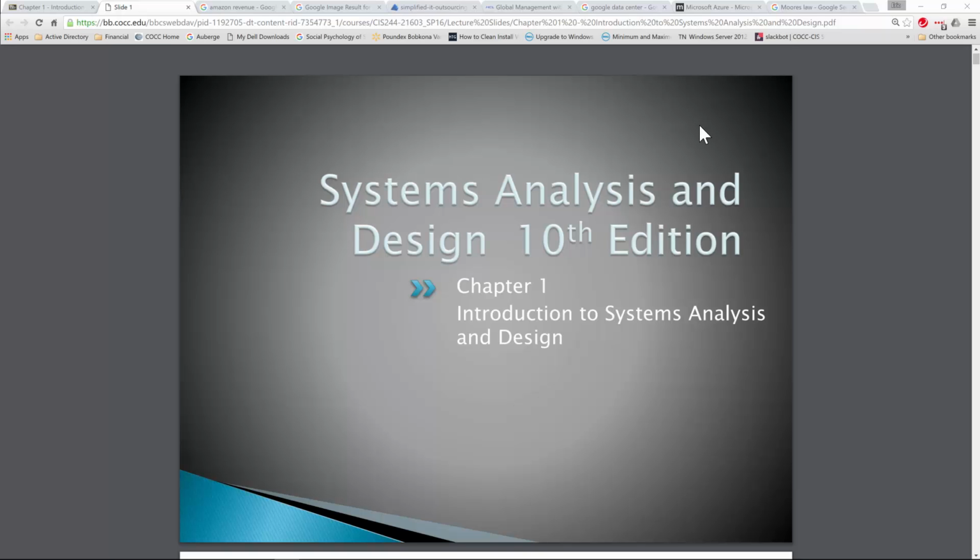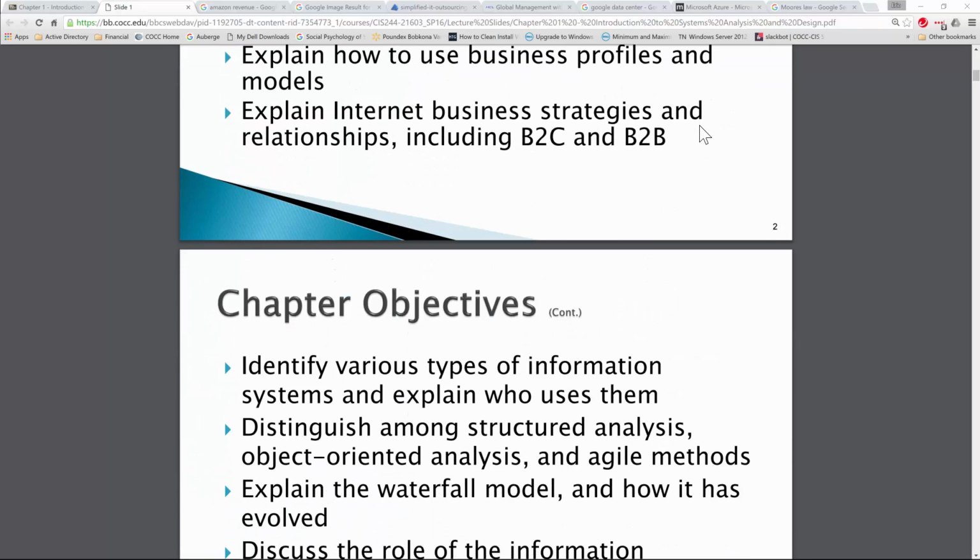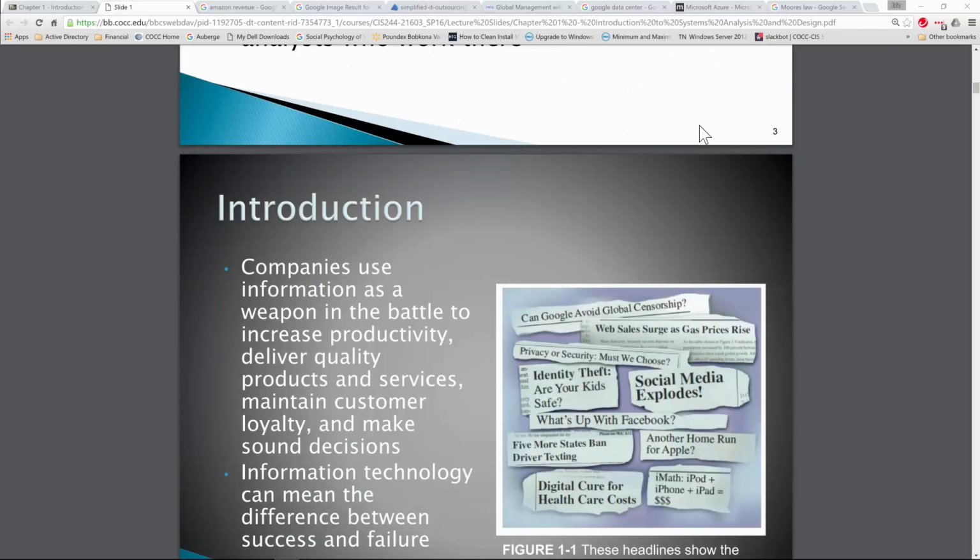So let's just jump in and get started. We don't need to look at the objectives. We're going to cover those in both parts of this lecture series.